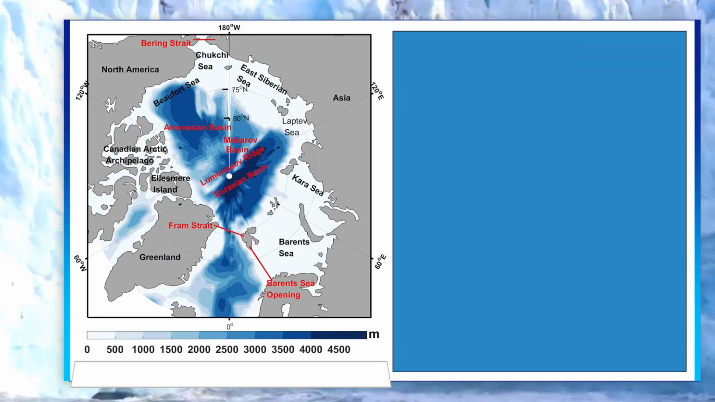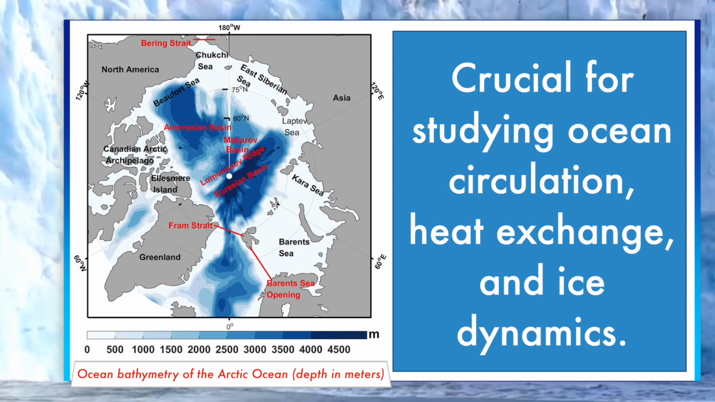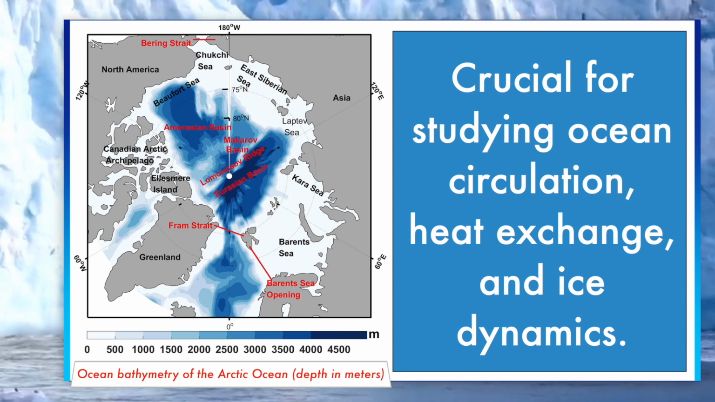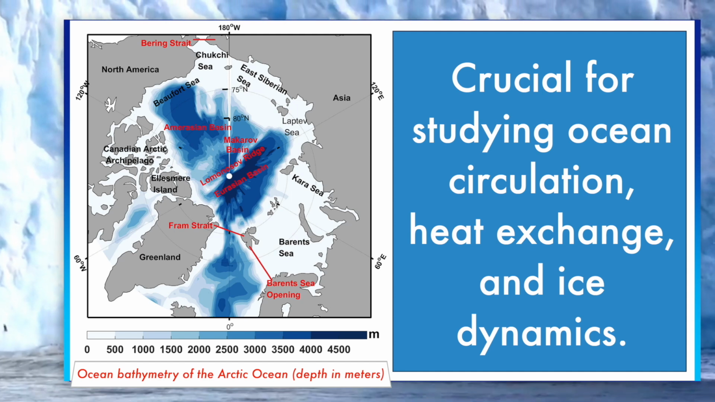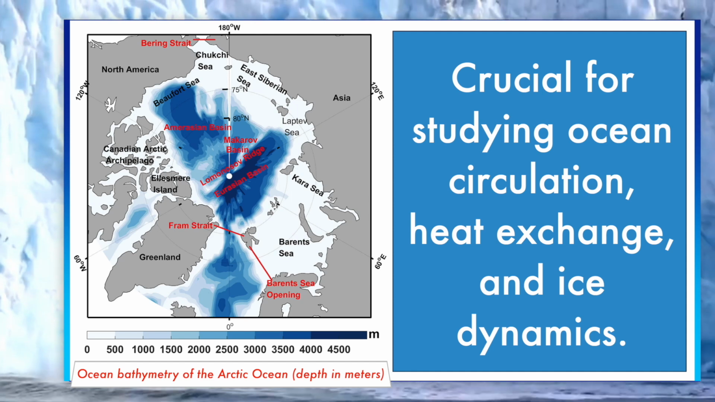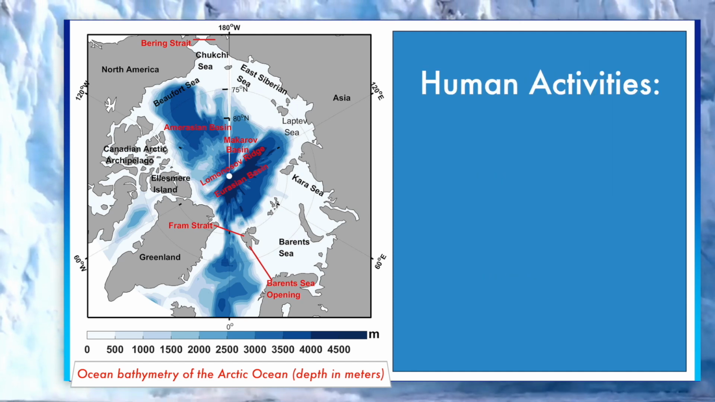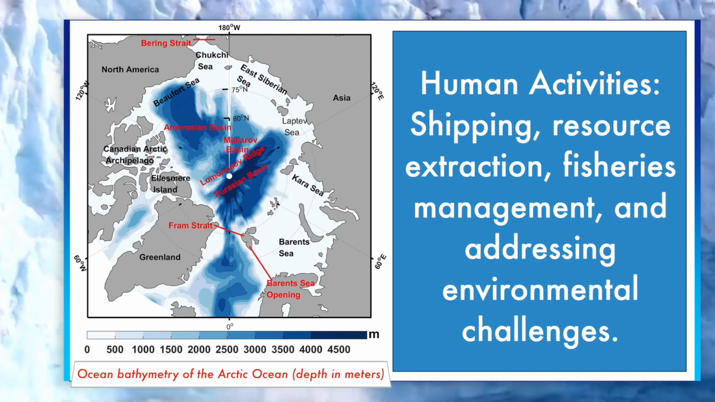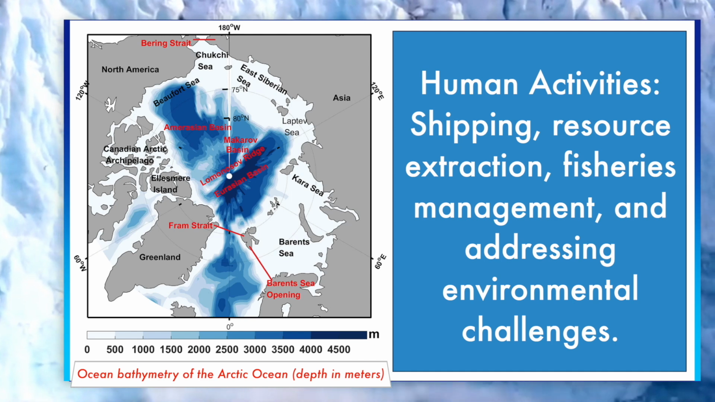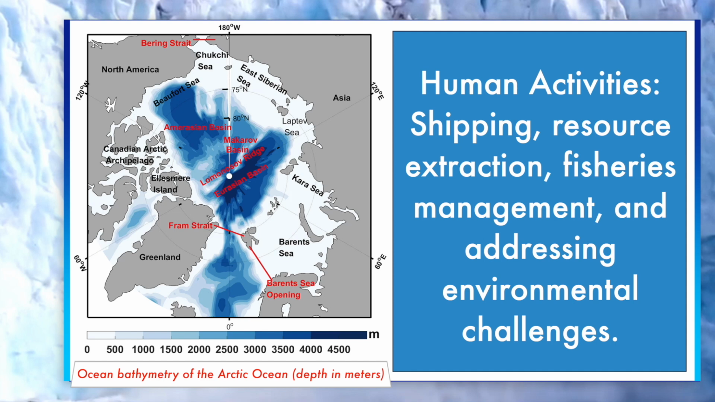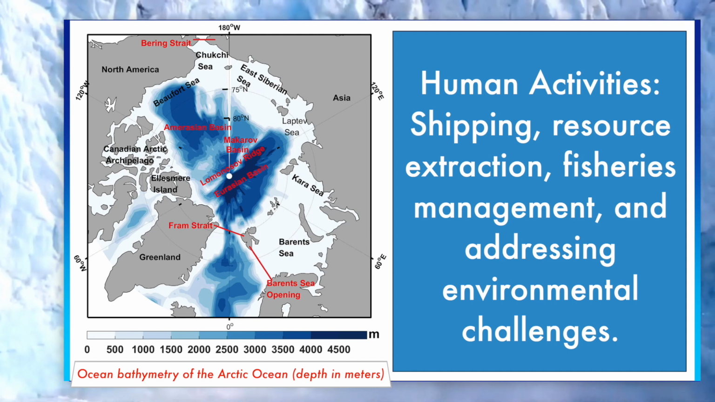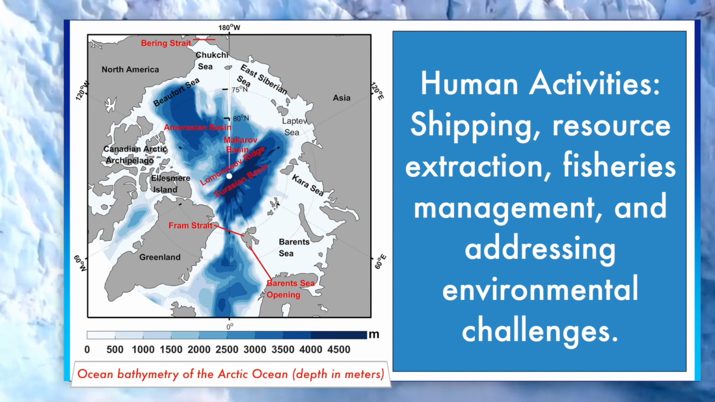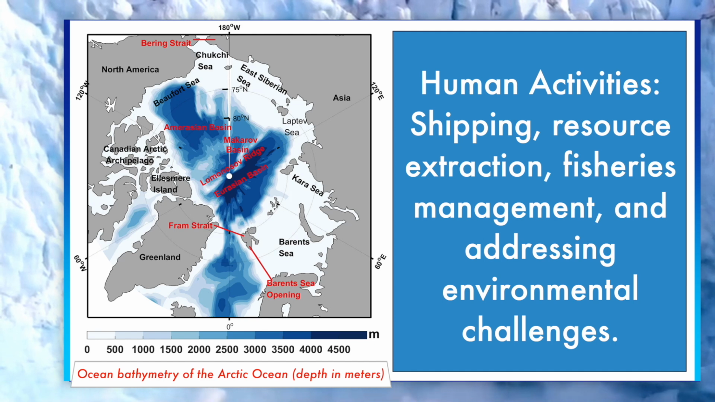Now, understanding the Arctic is very crucial for studying ocean circulation, heat exchange and ice dynamics. Why? Because it plays a significant role in regulating global climatic patterns. Coming to the major human activities in the Arctic, we have shipping and resource extraction. We have already seen in module 3 the gas as well as the mineral resources of the Arctic. Then there is fisheries management and understanding the environmental challenges faced by the Arctic.